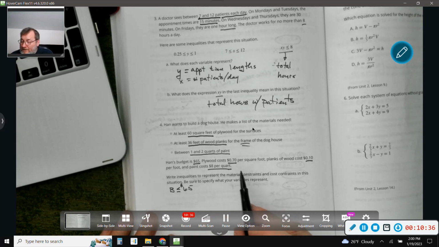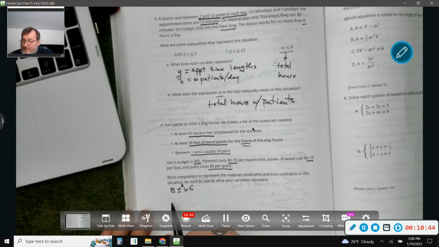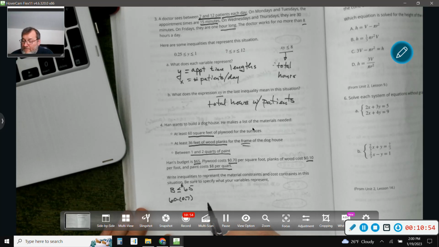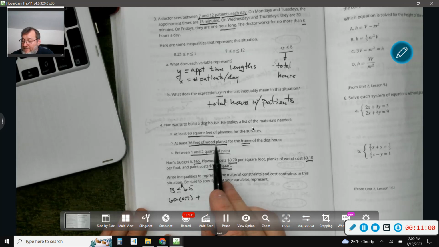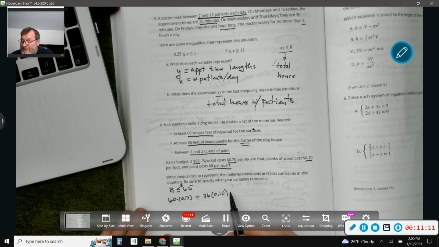Let's see. We know that the cost of plywood, all right, so the plywood is 60 square feet, right? So 60 square feet times 0.7, that's dollars per square foot. There's your plywood. We add to that the planks of wood, but I need 36 feet of wood planks, so 36 planks and 0.10 per foot, plus 1 to 2 quarts of paint.